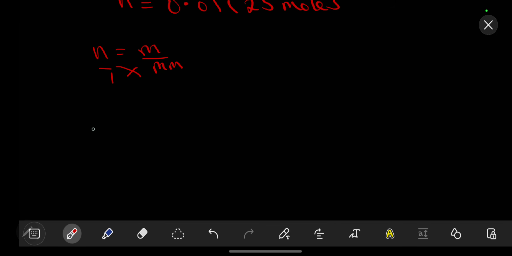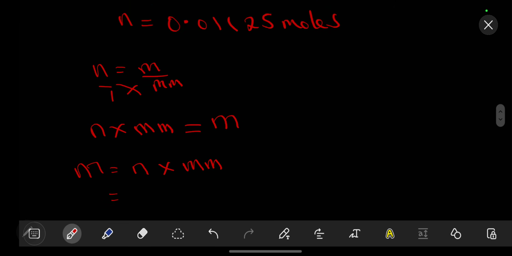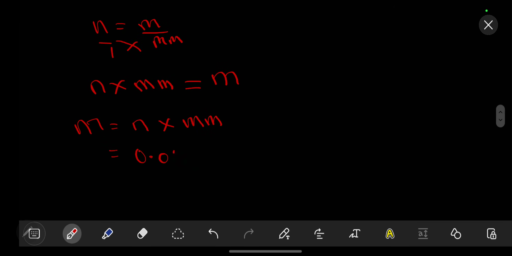So when we cross multiply, we have the number of moles times the molar mass, which should be equal to the mass. This is the same as the mass being equal to the number of moles times the molar mass. Our number of moles is found to be 0.01125 times the molar mass of argon. Now our molar mass of argon is 39.95.